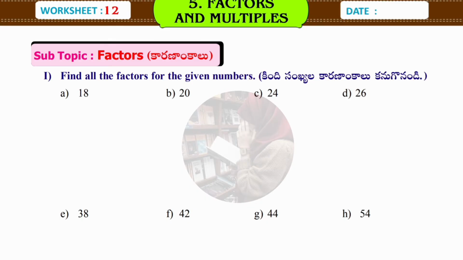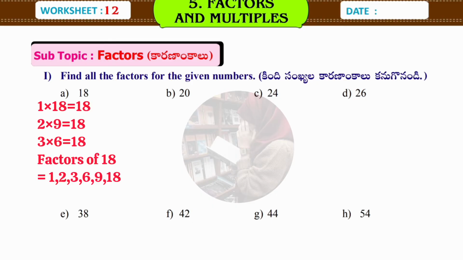Okay, let's see the first Roman, which is find all the factors of the given numbers. Here some numbers are given. We have to find out the factors of the given numbers. Okay, let's see each one by one and write it down here. So first given number is 18. Let's see the factors of this. 1 into 18, 18. 2 nines, 18. 3 6, 18. So the factors of 18 are 1, 2, 3, 6, 9, 18.